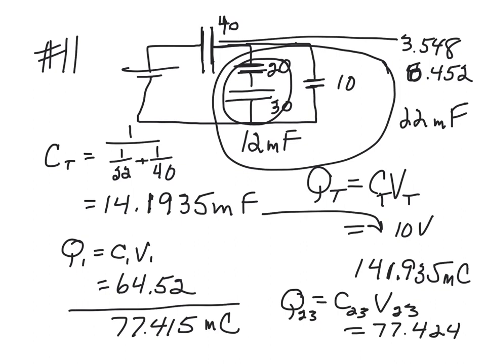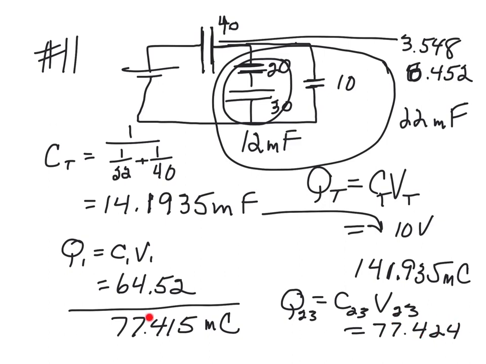Okay, just to be sure you're not getting lost, we know that 142 here, we know there's 142 here, we know that there's 64.52 on this one, so the rest of it has to go there. So if I subtract the 64.52 from this, I get 77.415. But I know that there's 6.458 volts across these two, which is equivalent to a 12. So I can also do this, Q23, because it's going to be the same, they're in series, is C23, which is the 12, times the voltage across 2 and 3, which is that. And if I multiply that together, I get 77.42.